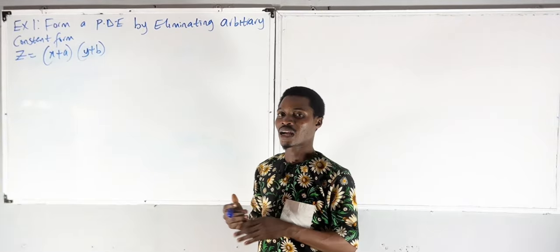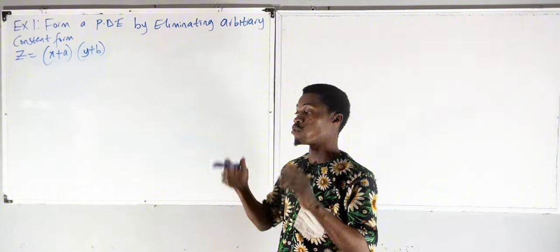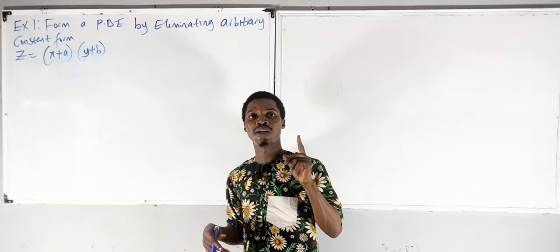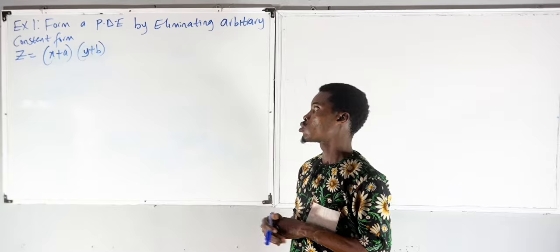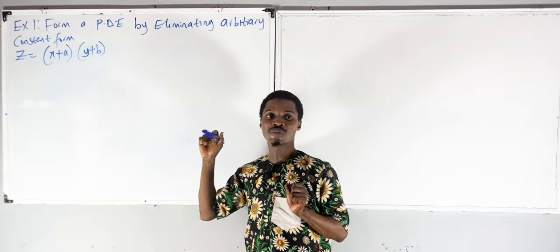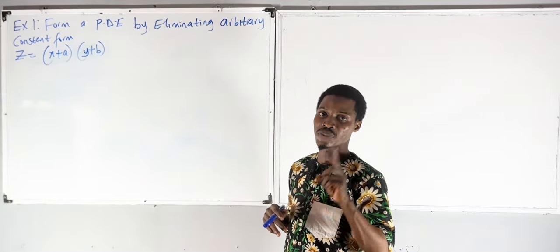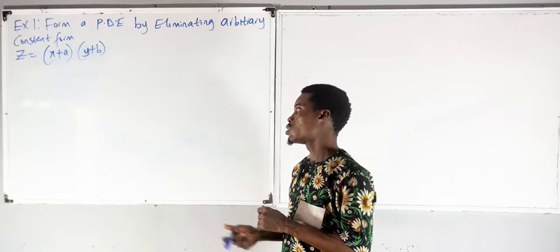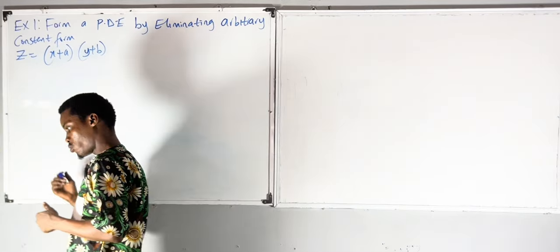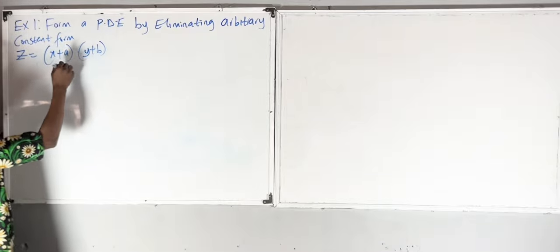Arbitrary constants. I explained in our previous lesson that if you want to eliminate the arbitrary constants, you differentiate according to the arbitrary constants we are given. So you can see that we have a and b. It means we are going to differentiate partially with respect to x, then we differentiate partially with respect to y. So let us consider how we are going to solve this.